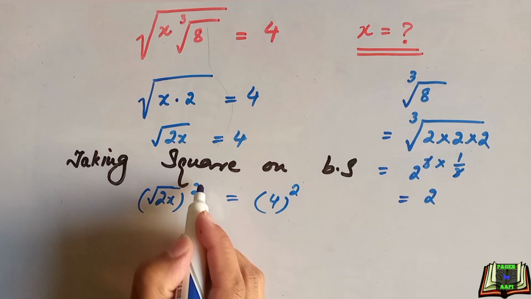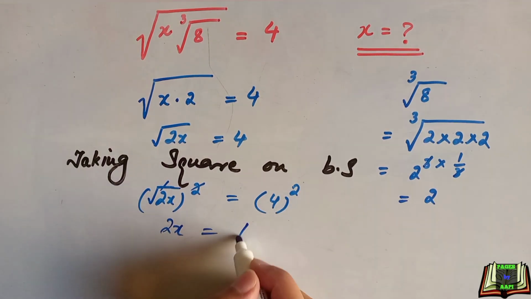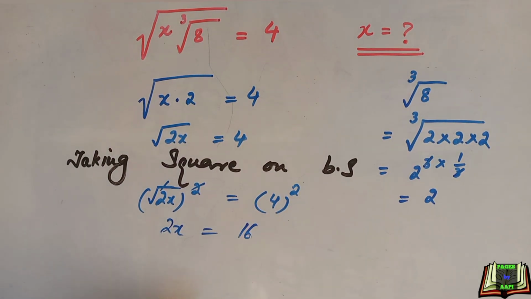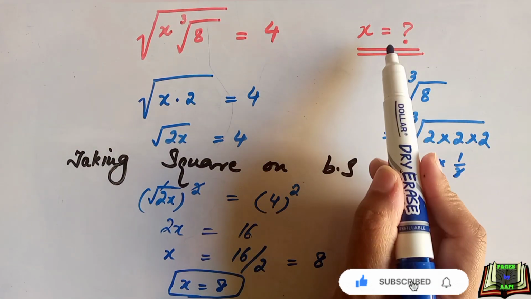So the square will be cancelled out with the square root. We are left with 2x, and 4 squared is equal to 16. Now we will move this 2 to the other side. Here 2 is multiplying, but on the other side 16 will be divided by 2, which is equal to 8. x is equal to 8 is the required answer. We have to find the value of x, which is equal to 8.